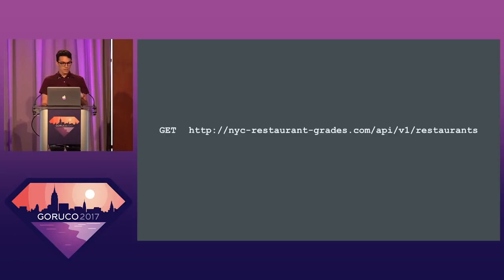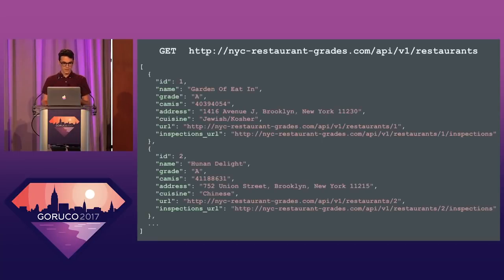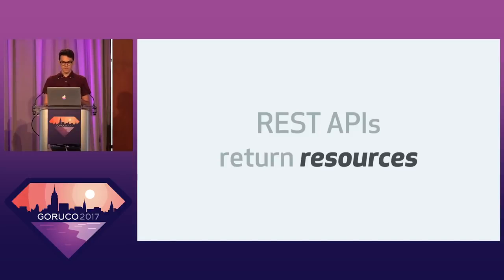And so when looking at a request for a REST API, there are a few components to it. The first is an HTTP verb or method, and that specifies the operation that we'd like to take against the API. And the second is an endpoint, which is an identifier that allows us to specify the part of the API that we'd like to interact with. So if we execute this request, we'll get back a response that looks like this. In this particular case, this API returns back JSON, and it's comprised of resources.